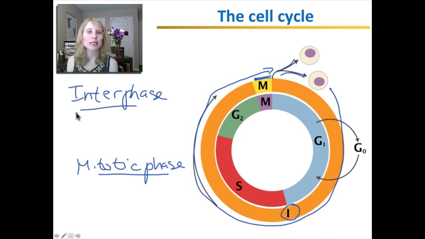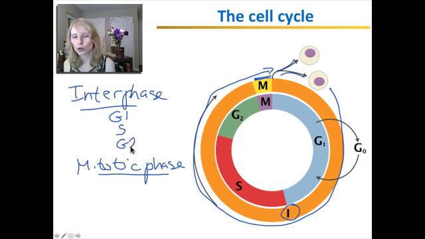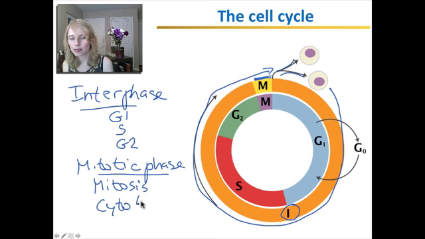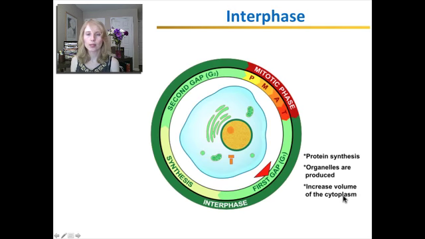Each of these can then be subdivided into other stages. Interphase is subdivided into G1, S, and G2. Then the mitotic phase is subdivided into mitosis and cytokinesis. Mitosis is the division of just the chromosomes, and cytokinesis is the division of the cytoplasm. Now we'll take a look at the stages in more detail.